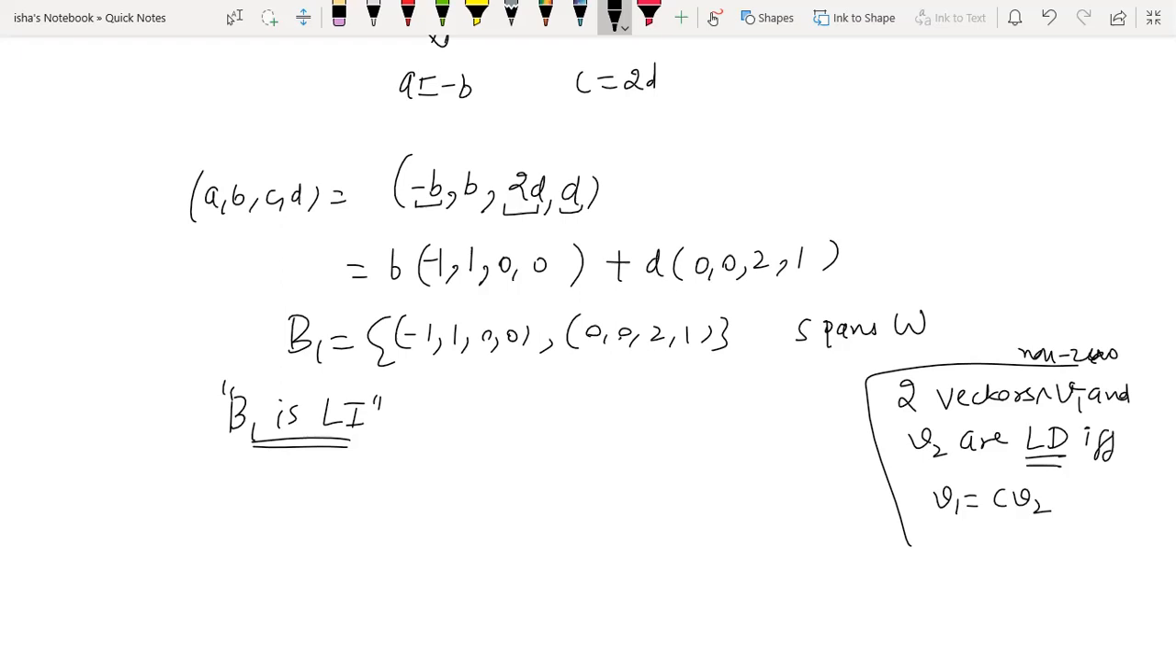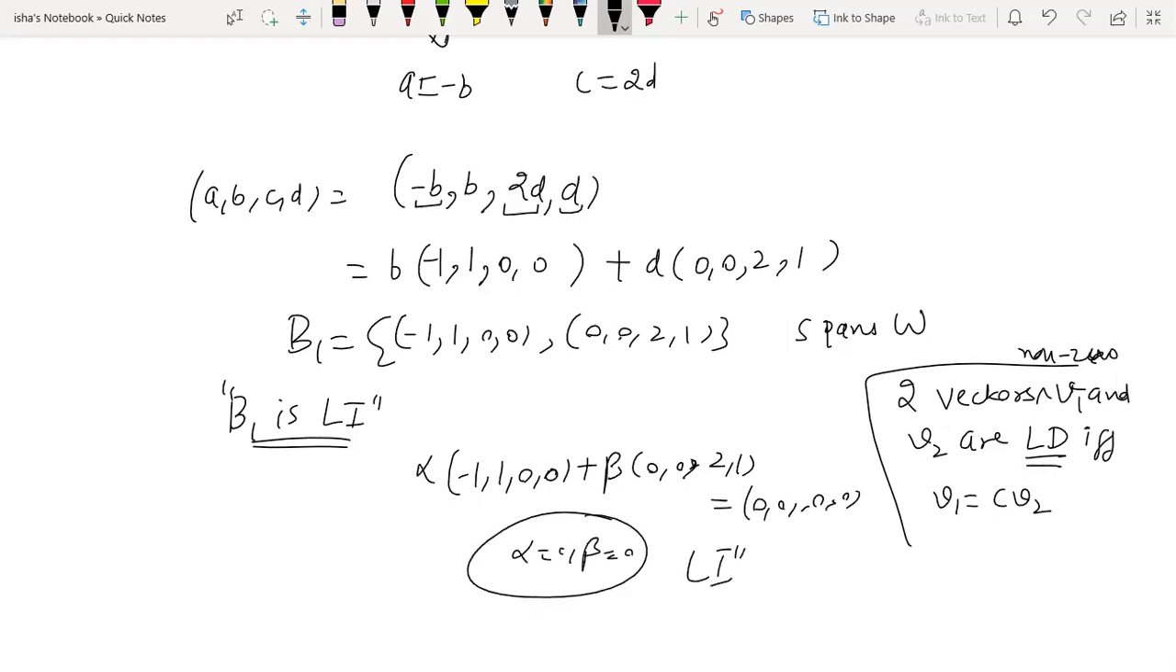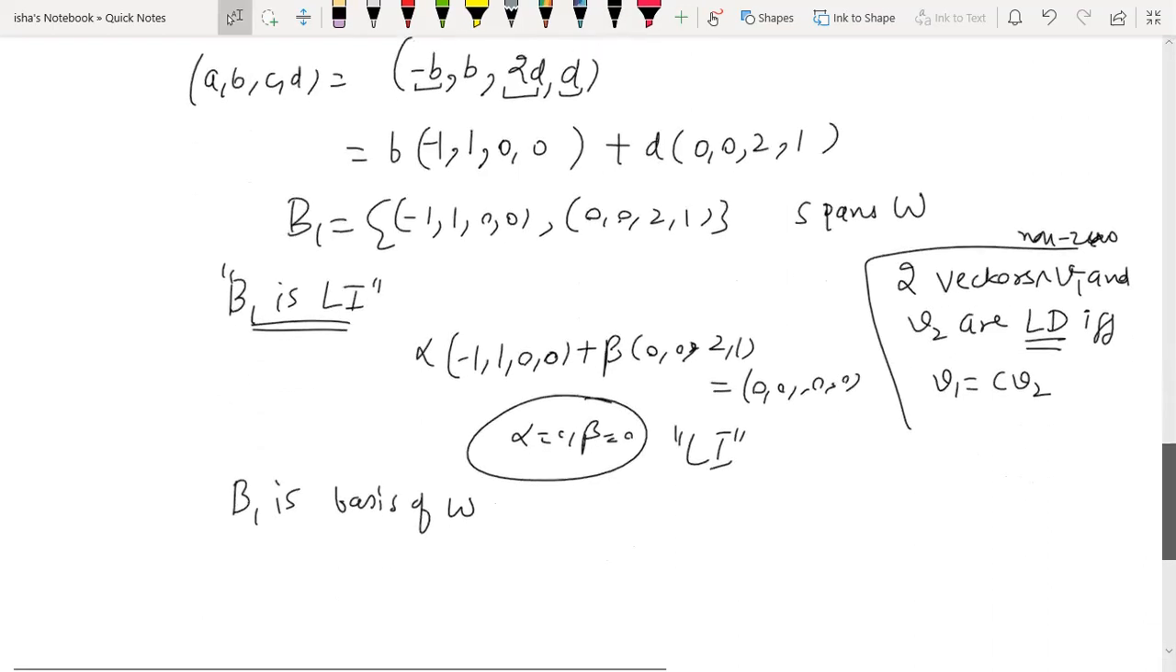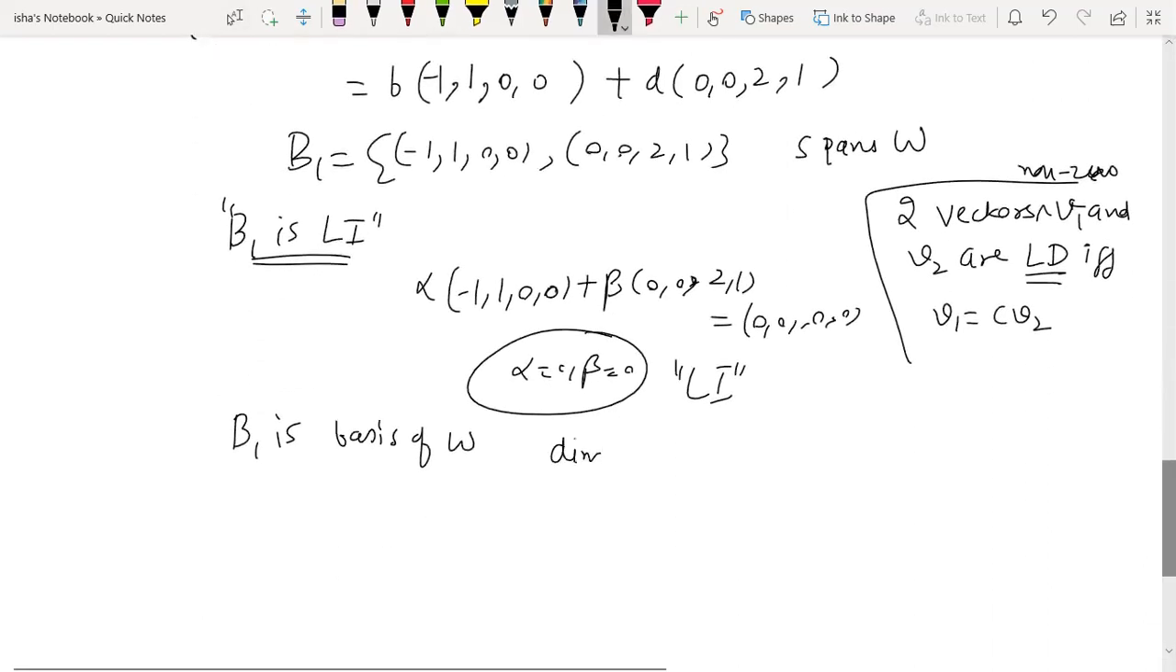However, if you don't want to remember this result, you just go by the definition of LI. Alpha times the first vector plus beta times the second, set equal to (0, 0, 0, 0), you will get alpha is 0, beta is 0 as the only solution. Therefore LI. So that means this B1 is acting as a basis of W. If B1 is a basis of W, what is the dimension of W? It is 2, because you count the number of elements in B1, they are 2. So we got the answer for U. We found the basis and dimension of U. We found the basis and dimension of W.